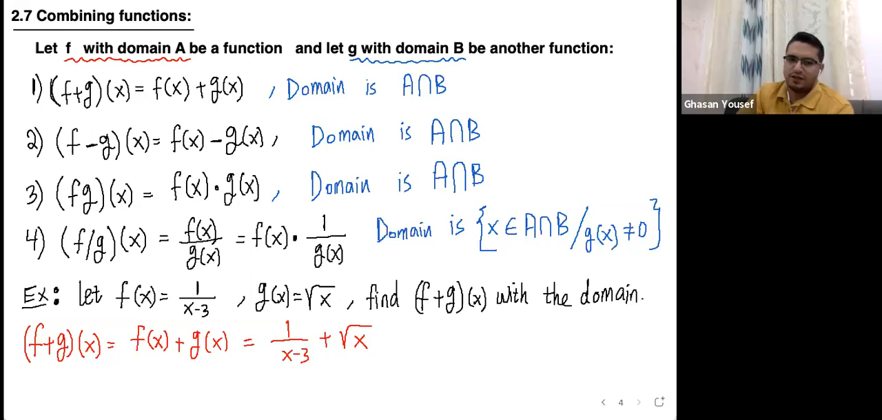Just plug in the functions. So for (f plus g)(x), you have to write the rule: f of x plus g of x. Now f of x is given, equal to 1 over x minus 3. And g of x also is given, the square root of x. Just plug it in instead of g of x. So this is equal to 1 over x minus 3 plus the square root of x. Now the second part asks about the domain of the function.